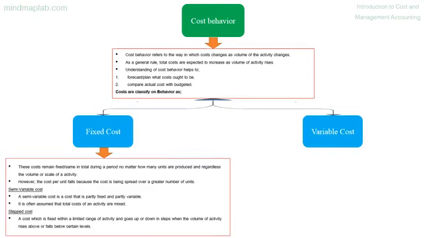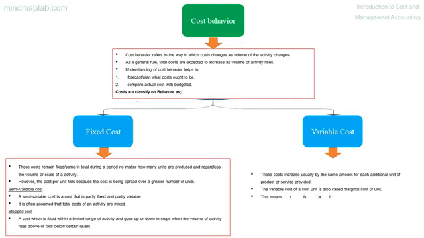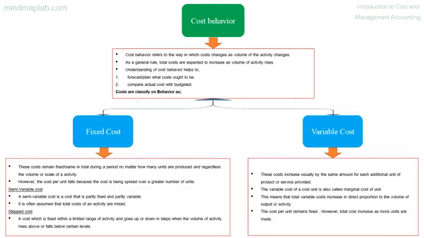Variable cost. These costs increase, usually by the same amount, for each additional unit of product or service provided. The variable cost of a cost unit is also called the marginal cost of the unit. This means that total variable costs increase in direct proportion to the volume of output or activity. The cost per unit remains fixed. However, total cost increases as more units are made.